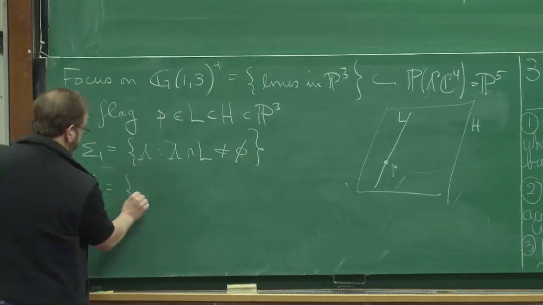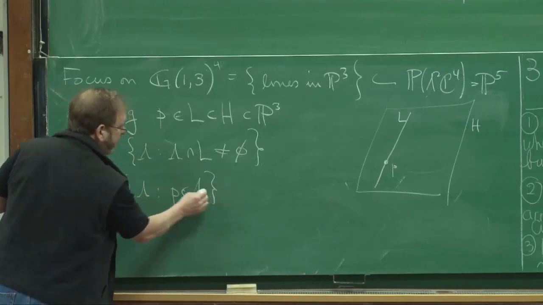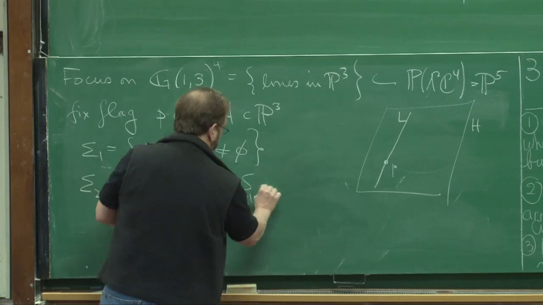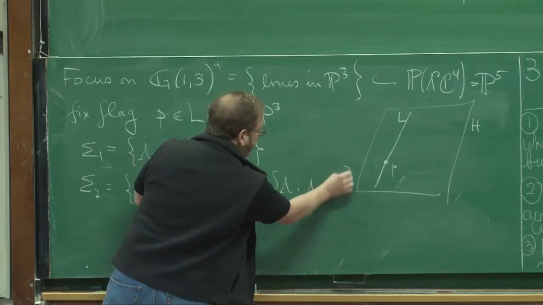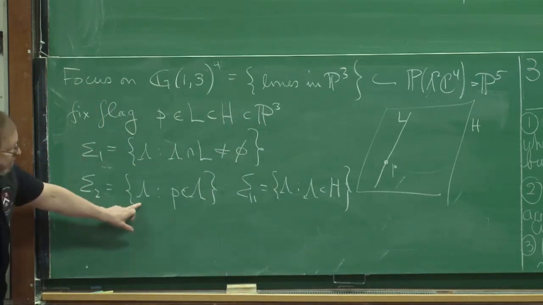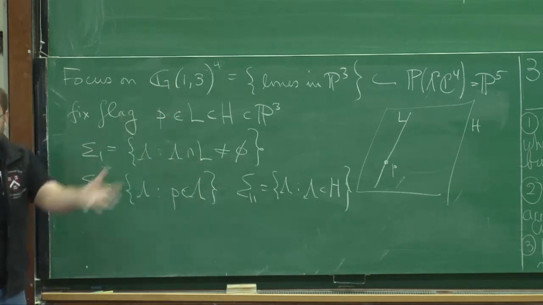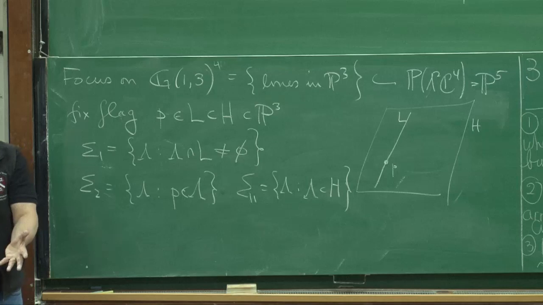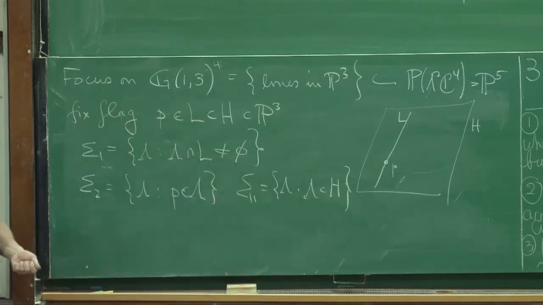Sigma 2 will be the set of lines lambda that contain the point P, and sigma 1, 1 will be the set of lines lambda that are contained in the plane H. Notice that these are each isomorphic to P2. The lines through a given point P are parameterized by a P2, and the lines in a plane H are parameterized by the dual projective plane.